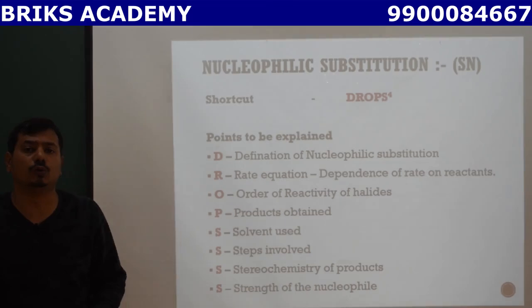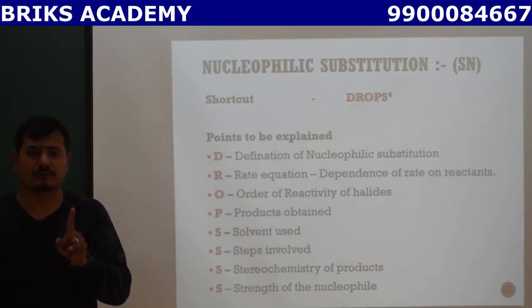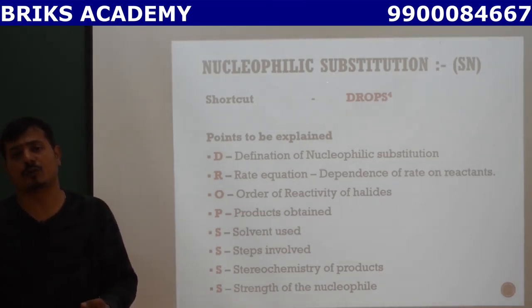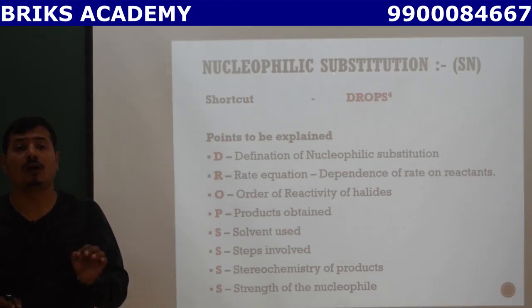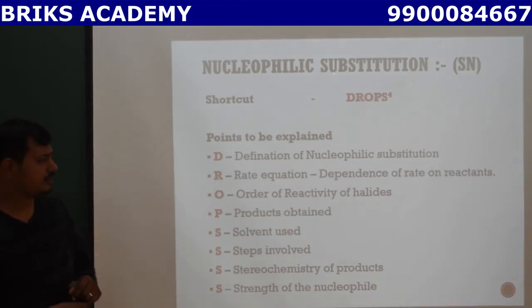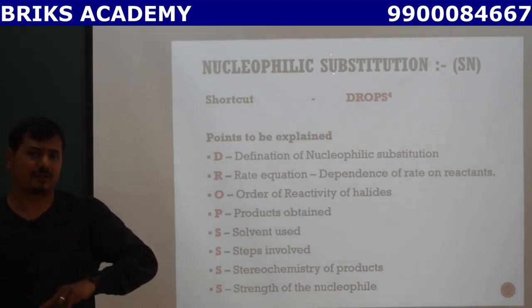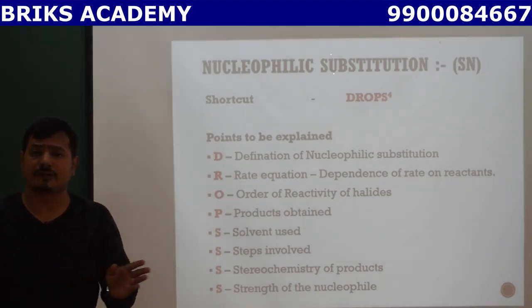In the case of SN2, there is only one product that is formed. 100% product will be the inverted product, and this process of inversion is called Walden inversion. So this you need to write under products obtained. The first S is solvents. SN1 and SN2 make use of different solvents altogether.